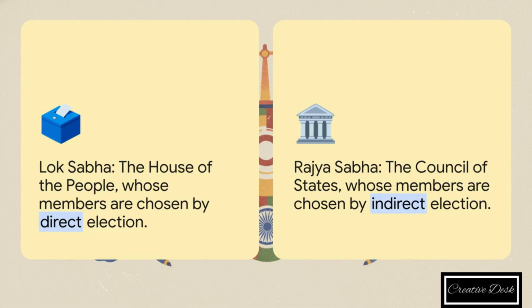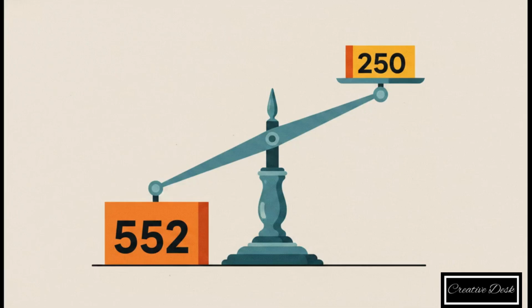On the flip side, there's the Rajya Sabha, the upper house, or the Council of States. Their members aren't voted in by the general public. Instead, they're indirectly elected by the members of state legislative assemblies. So basically, the lower house represents the people directly, while the upper house goes to bat for the states and union territories.